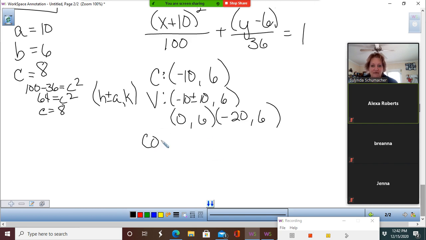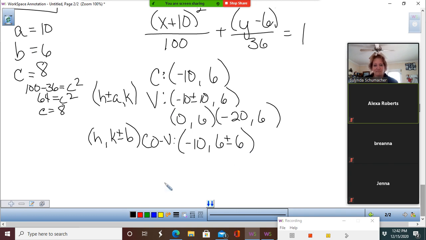Co-vertices. If you look in the table, it says your H stays, but K add and subtract B. Going back to our center, -10 is going to stay. We're going to take 6 and add and subtract our B value of 6. So for our co-vertices, we have -10, 6 plus 6 is 12, and -10, 6 minus 6 is 0.